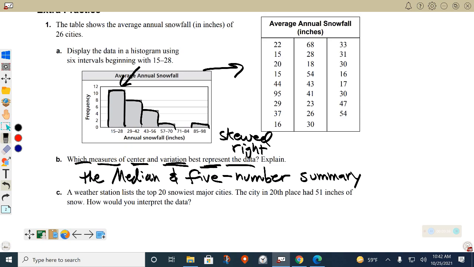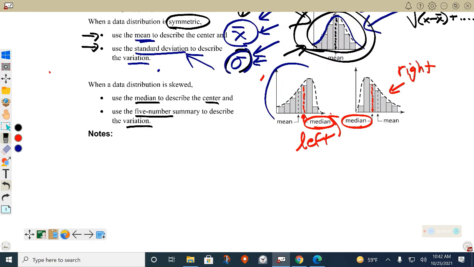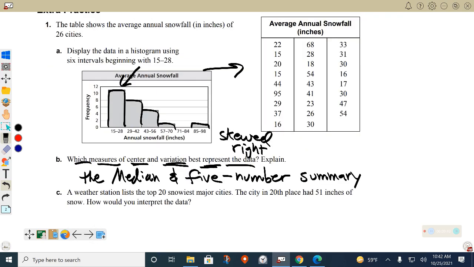Put a dash between 5 and number, is that right? Let me check here. Yeah. Because it's skewed, the median would be the best measure of center, and the 5-number summary would be the best measure of variation.